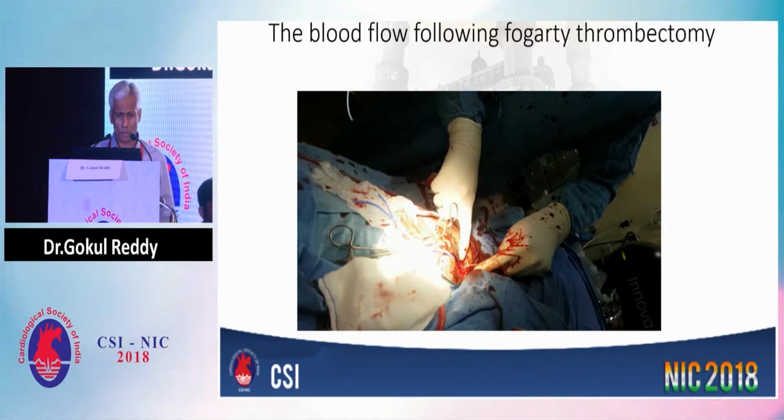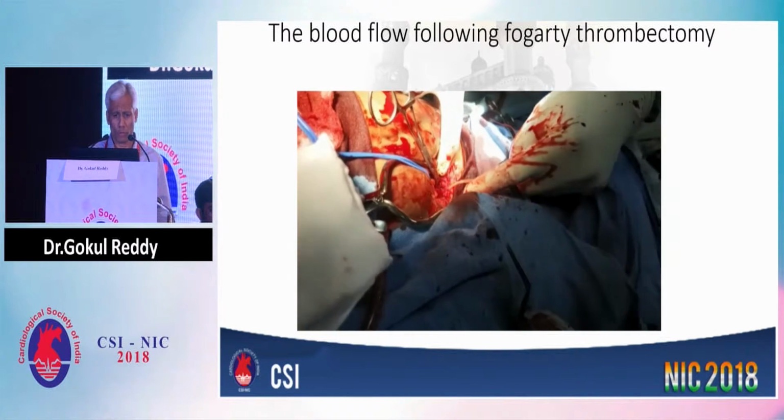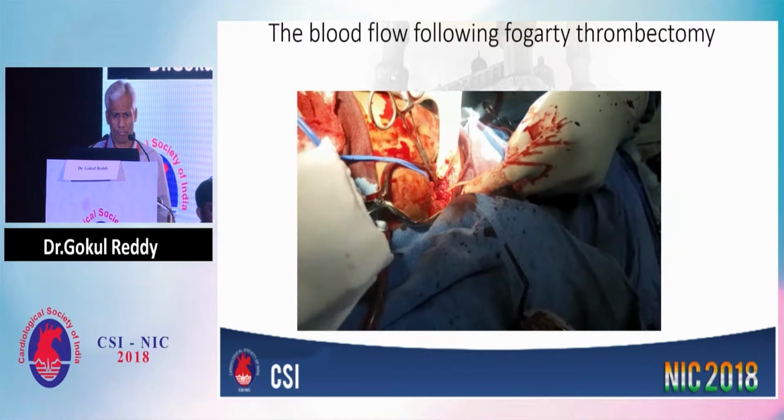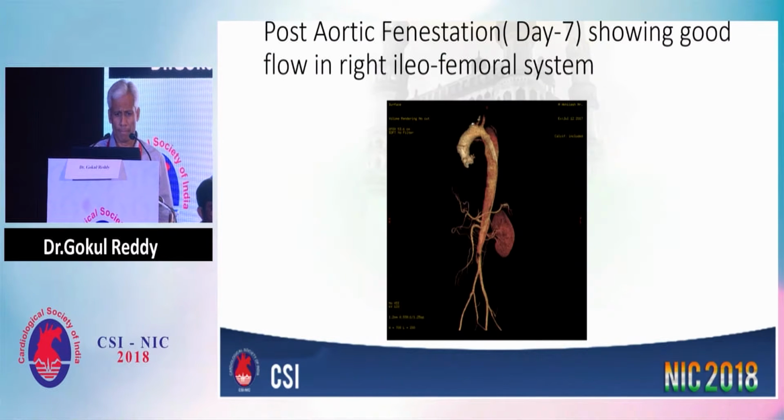So this is the picture when no flow was there. When the Fogarty was removed, he had a full jet of flow. There's a gush of flow. It was fully ischemic. Then the CT was done on the 7th day. Both the legs are reformed. Both the arteries are normal now.